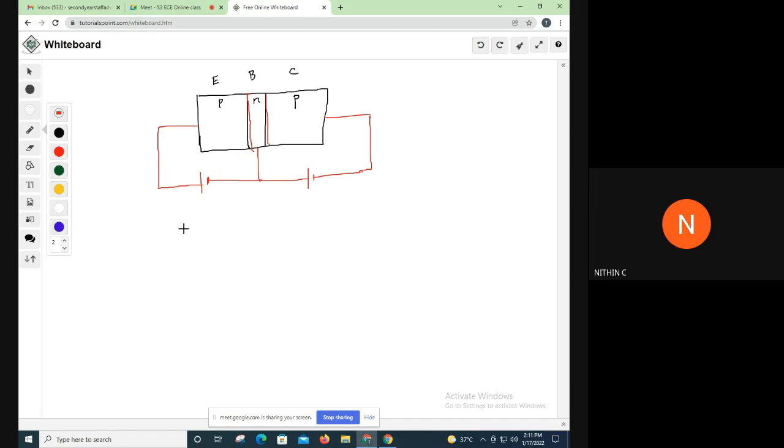Okay, and now you tell me which is the biasing scheme that I have used in the emitter base junction, and you have the collector base junction. Tell me which is the biasing that I have used in the emitter base junction, whether it is forward biased or reverse biased. The emitter base junction is, yes, this is forward biased.